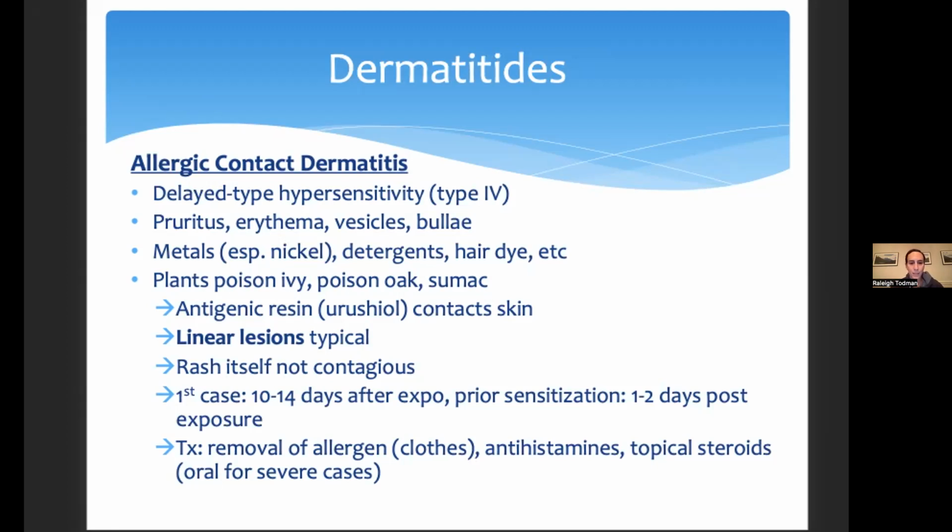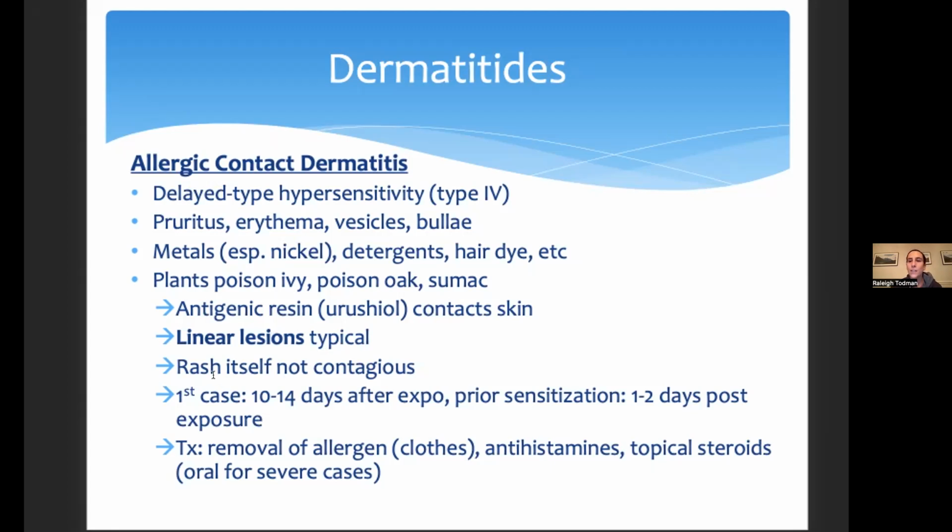Now, we're not going to see a ton of that in our ED. We see much more the nickel jewelry contact dermatitis, but it's important to know about, and you need to know it for boards. So there's this antigenic resin called urushiol, and that's the stuff that contacts the skin and causes the dermatitis. So the lesions are often linear, because of the way you walk past plants and they sort of scrape or drag against your leg or your arm.